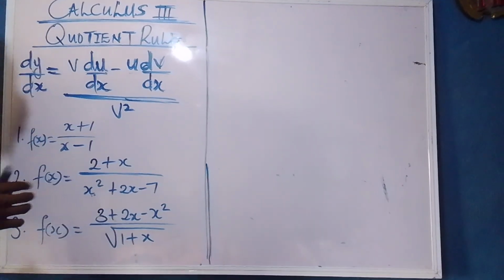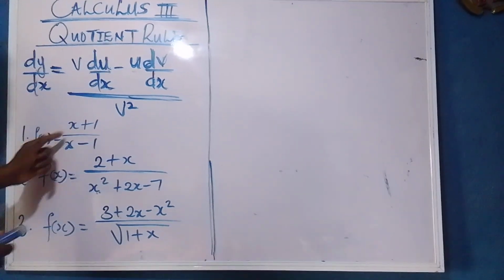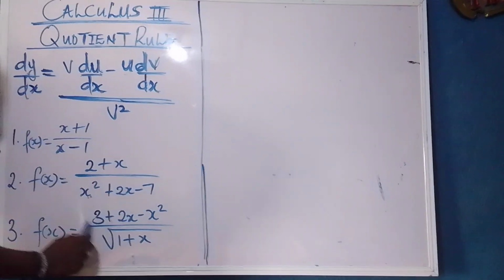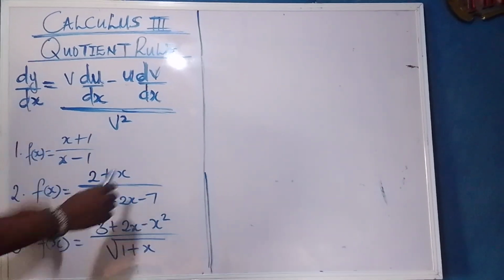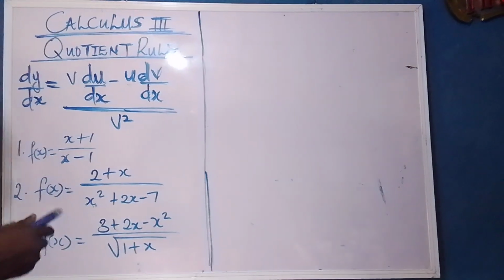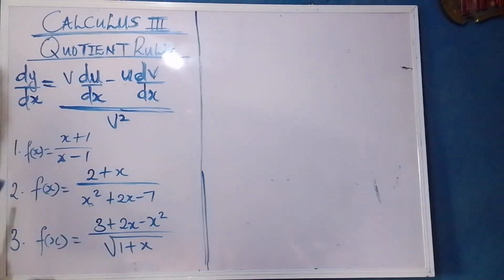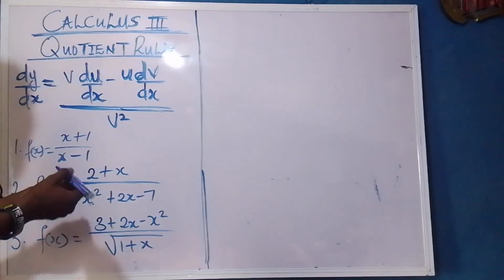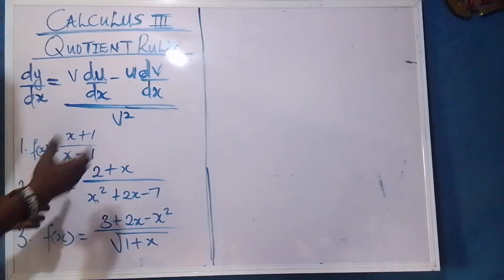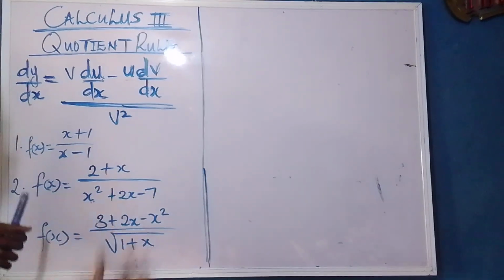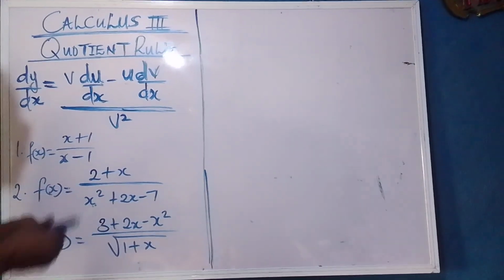So how do you know a quotient rule? Whenever you come across division signs like this, something divided by another, an expression divided by the other, that's how you know a quotient rule. So I'm going to be solving these problems that we have here. If I do number one, when I'm about to do number two, you can pause the video and try it out, and see before you play back to confirm your answer.